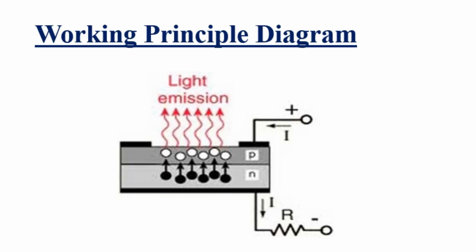This is the working principle diagram. Once you give a supply to the laser diode from positive, light is emitted by the laser diode. The current flows through the diode through the resistor.